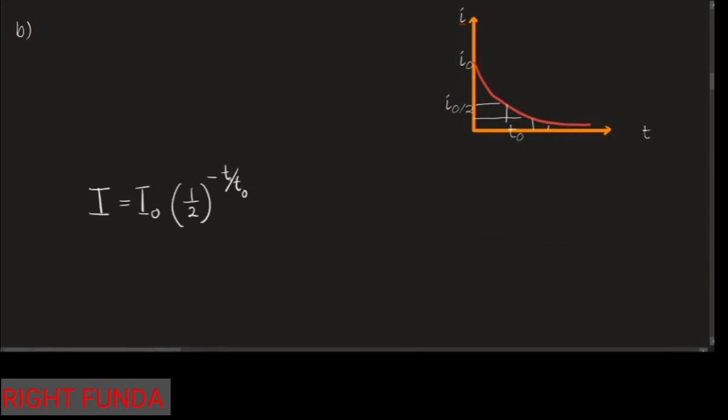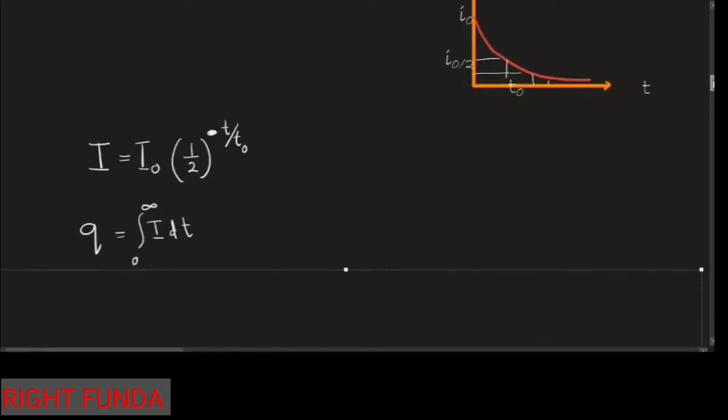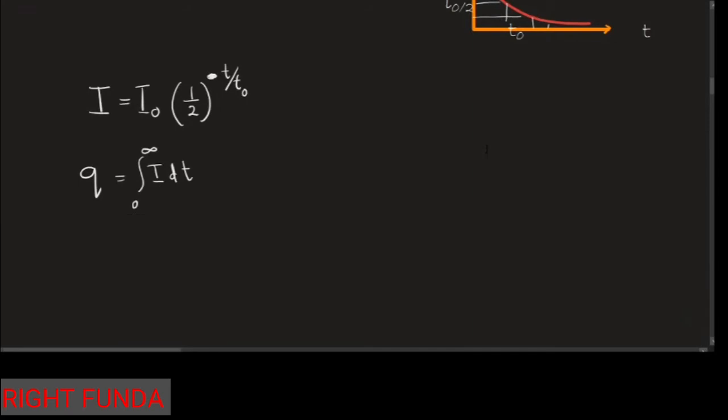If I put t = t naught, I get half to the power 1. This is t by t naught, not minus. So at 2 t naught time, it is half to the 2, 1 by 4; at 3 t naught time, half to the power 3, 1 by 8, and it goes like this. If I simplify and substitute this value, the charge can be calculated. But right now the current will not be 0. Theoretically, it will take infinite time to become 0.